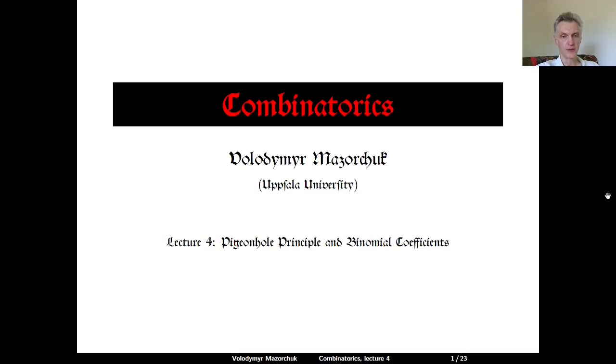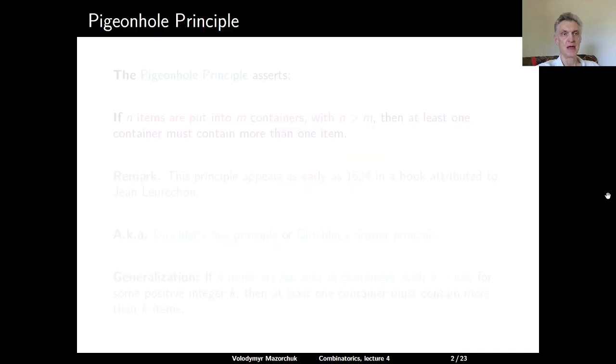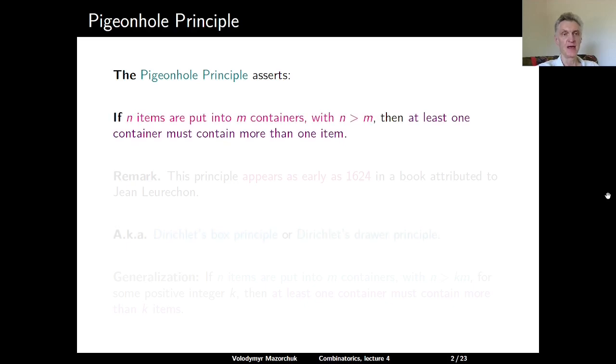Combinatorics, Lecture 4, Pigeonhole Principle and Binomial Coefficients. Let us start with the pigeonhole principle. This principle asserts the following. If n items are put into m containers and n is strictly greater than m, then at least one container must contain more than one item.